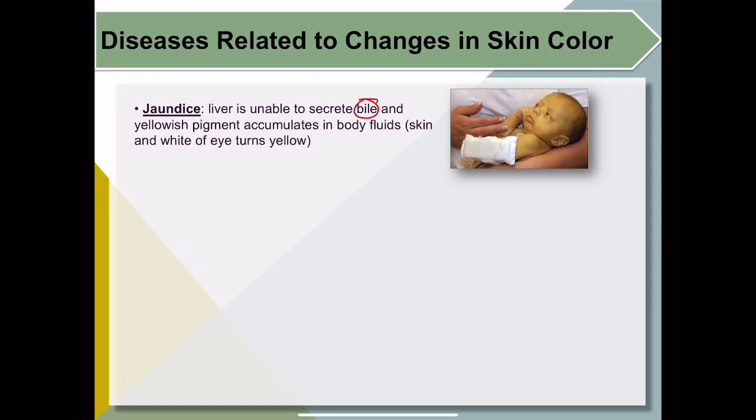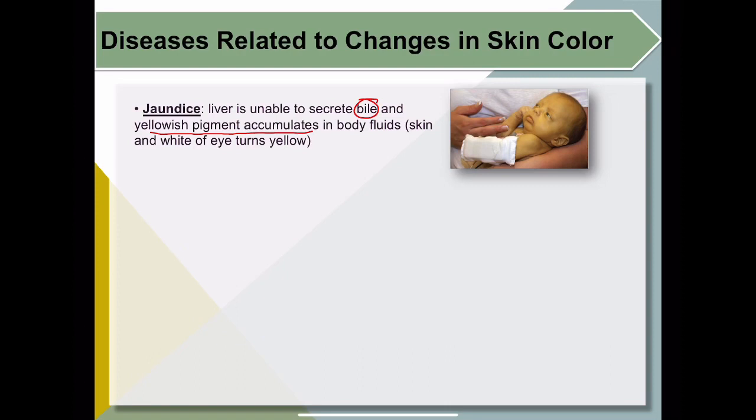We'll learn that in the liver, there's actually a gazillion jobs that it does, but one of the main jobs it does is to produce and secrete that bile. But if something is wrong with the liver, then it usually ends up being unable to secrete that bile, and a yellowish pigment accumulates in body fluids. So this is why the skin or the white of the eye would appear and turn yellow.